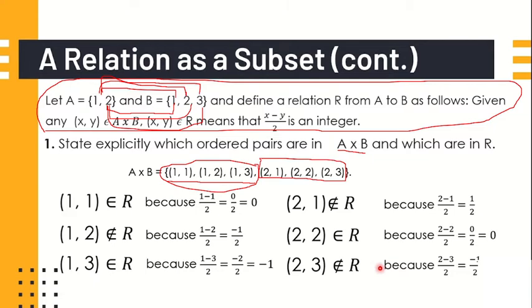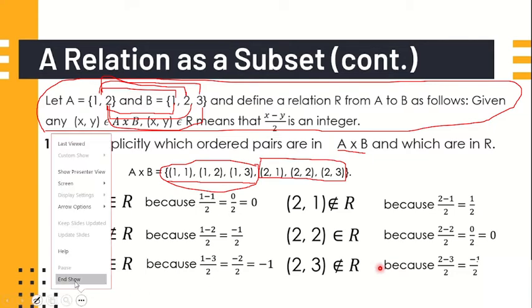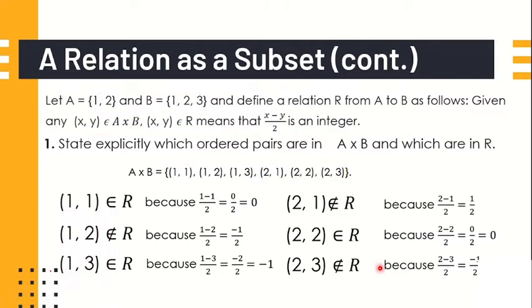Okay, do you still remember? After that, we have the given: x minus y over 2 is an integer. So we have the elements of R, the product of A times B. Okay, 1 and 1. Is it an element of the relation R? You just substitute.